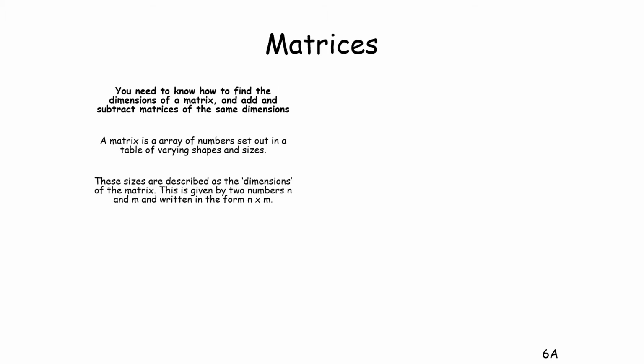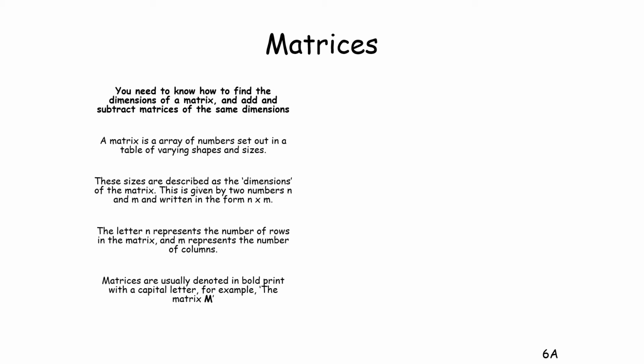So matrices, you need to know how to find the dimensions of a matrix and add and subtract matrices of the same dimensions. A matrix is an array of numbers set out in a table of varying shapes and sizes. These sizes are described as the dimensions of a matrix. This is given by two numbers, n and m, and would be written as n times m. The letter n represents the number of rows in the matrix, and m represents the number of columns. Matrices are usually denoted by a capital letter and printed in bold.